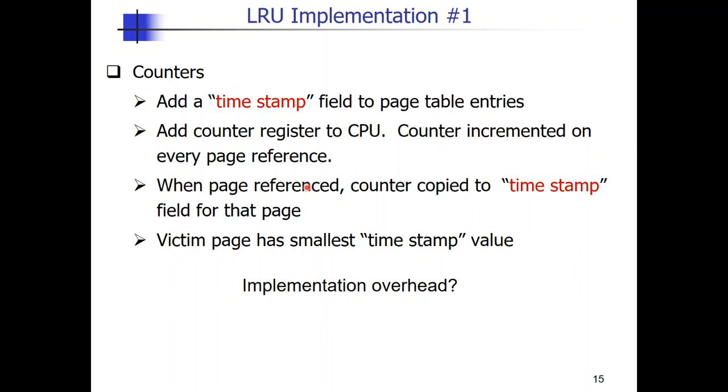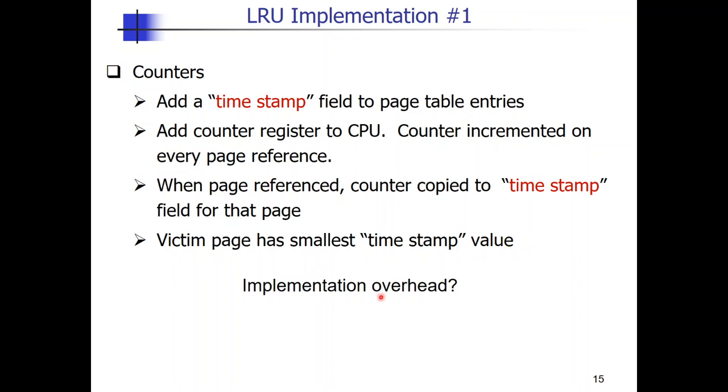Every time we have a page reference, we can copy the counter register that is maintained by the processor over to the timestamp field for that particular page, so that we can keep updating the timestamp field in the page table with respect to the counter that's maintained close to the processor. The victim page, the page that we try to replace, will have the smallest timestamp. The counter doesn't get incremented too many times, which means it's not being referenced too many times. So out of all the pages, the page which has the least timestamp can be kicked out.